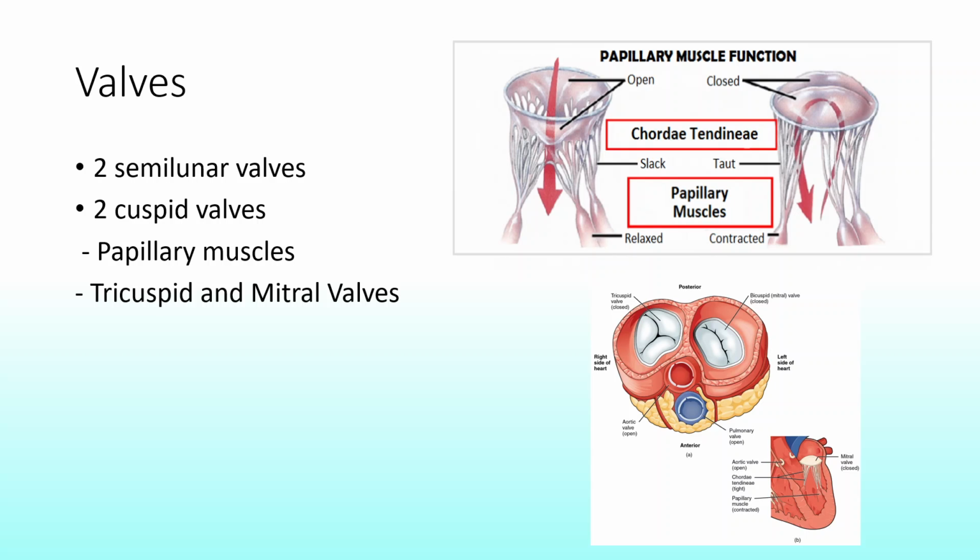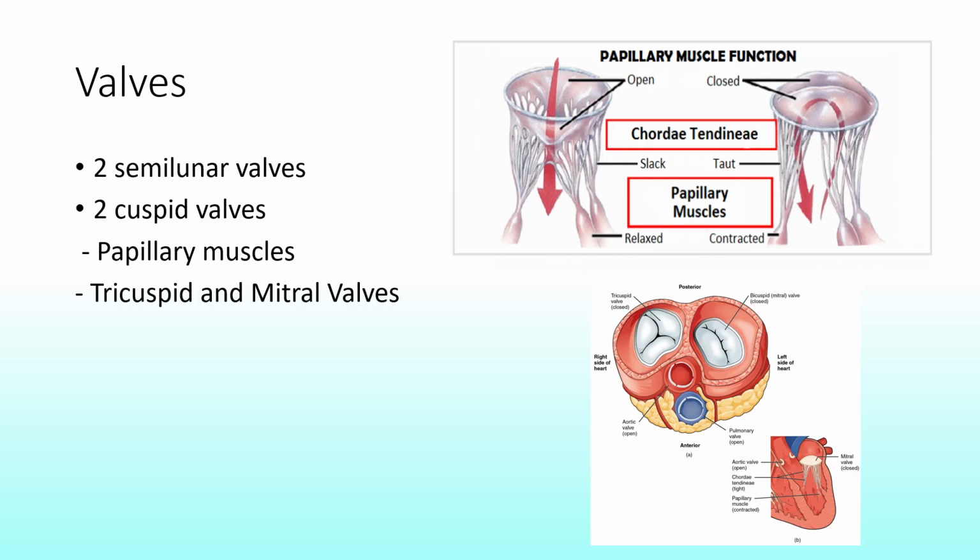Now let's look at the tricuspid and mitral valves. The tricuspid valve is located between the right atrium and the right ventricle. The function of this valve is to keep the blood flowing from the right atrium to the right ventricle and prevent the blood from seeping back to the right atrium. It has 3 cusps, hence tri: the anterior, posterior, and septal cusps. These cusps are all attached to papillary muscles.